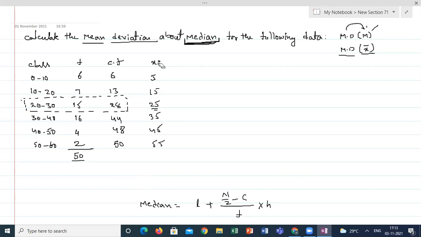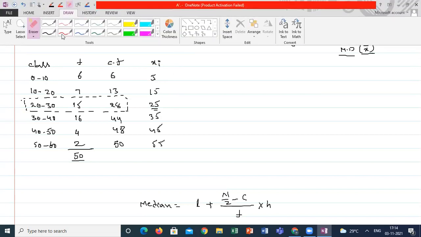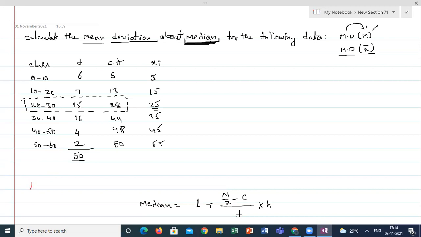What is L here? The total number of observations is 50, and 50 by 2 is 25. The 25th observation is the actual median, which falls in the 20 to 30 class interval. Am I right? So your L is 20 in this case.